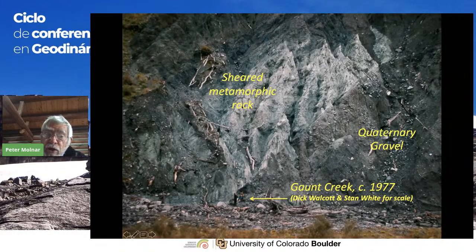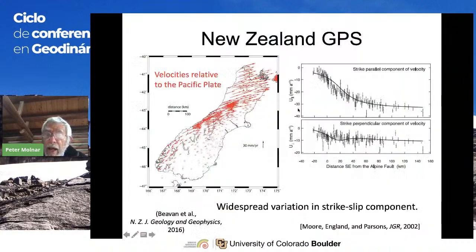In Quaternary gravel, this is sheared metamorphic rock. This clearly has been thrust over the top of this Quaternary gravel. These are tree stumps that are slumping downhill. This is not in the rock. So the convergent component is undeniable.